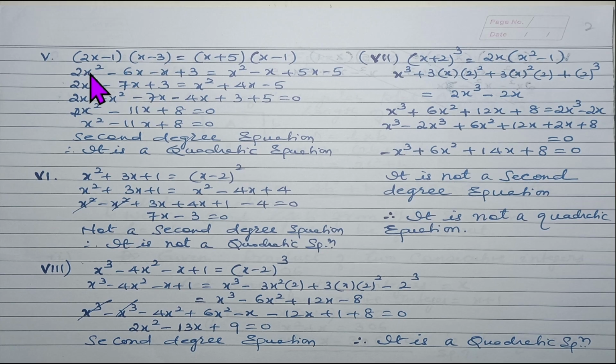Now coming to the next example, we have been given (2x - 1)(x - 3) = (x + 5)(x - 1). Now simplify this. Open the bracket first: 2x into x is 2x^2, and 2x into -3 is -6x, and -x, and minus into minus is +3. On the other side, x into x is x^2, then x into -1 is -x, and 5 into x is +5x, and plus into minus is -5.